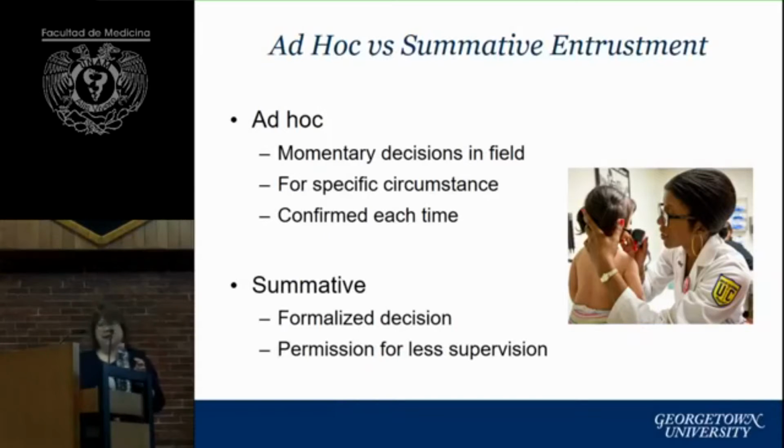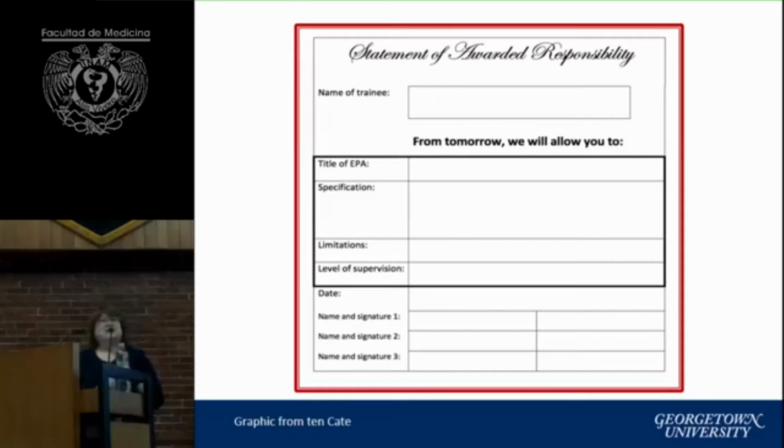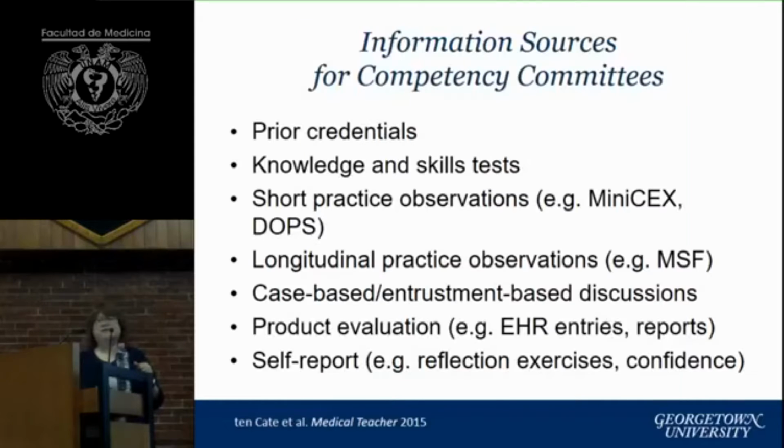responsibility, okay? And Dr. Tenkate showed this form, and this has been used by some places to say that if 3 different supervisors say that you're ready for less supervision, then you can have less supervision, okay? And I will tell you that in the United States, this makes us very nervous. And so in the United States, what we prefer to do is we prefer to have competency committees. So what we do is to say, we feed a lot of information to the committee, and the committee makes a decision on whether the student can be granted more responsibility.